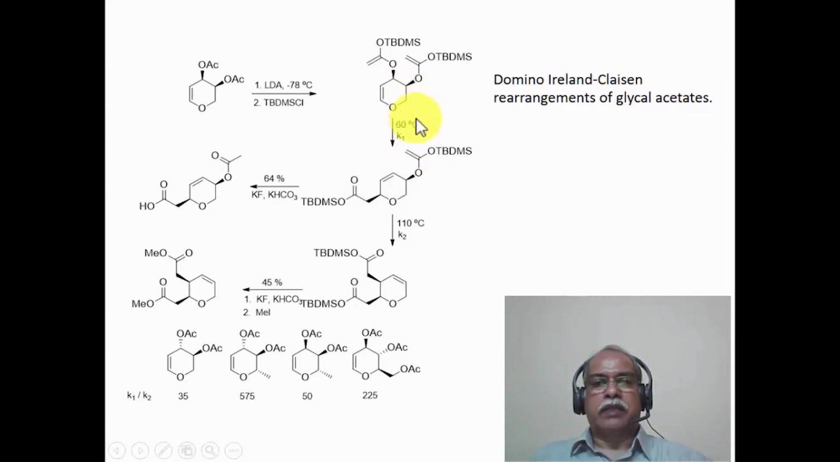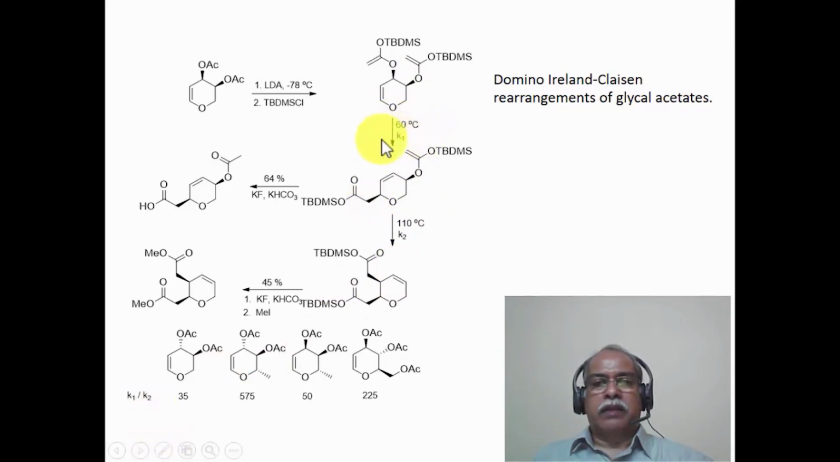The first reaction takes place around 60 degrees or so, whereas the second domino reaction essentially takes place at a higher temperature, indicating that this is a much more facile rearrangement and the activation barrier for the second step is much higher. That is reflected in the relative k1 and k2.